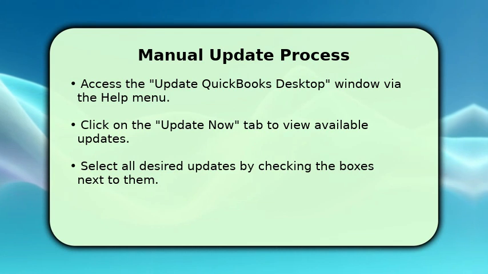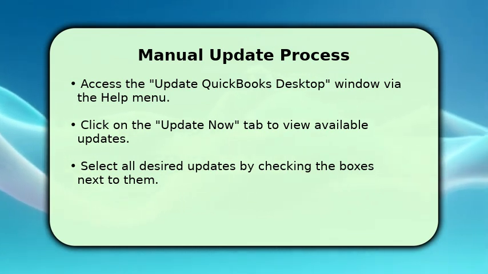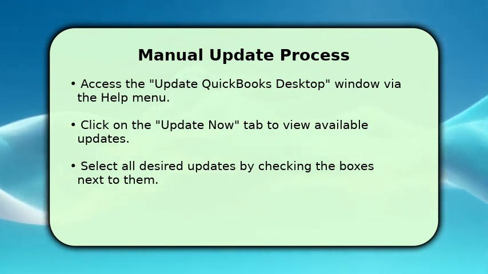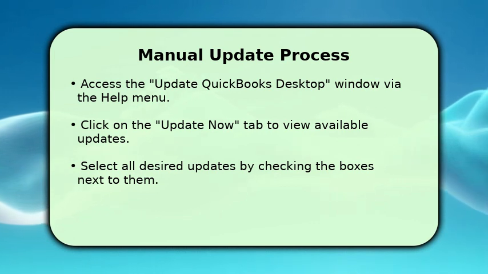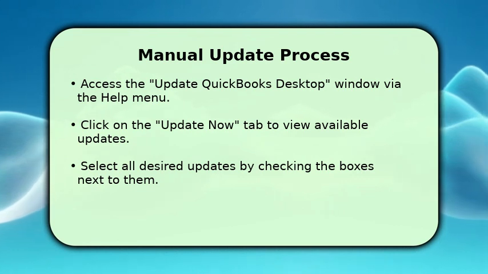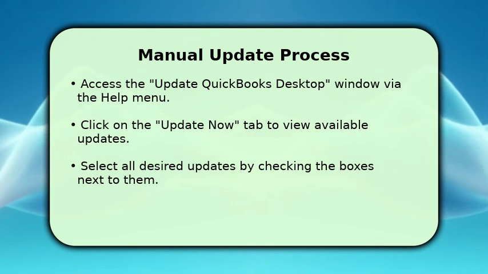If you prefer to update manually, begin by opening the Update QuickBooks Desktop window, accessible through the Help menu. Once there, navigate to the Update Now tab. This section displays all available updates. Simply check the boxes next to the updates you wish to install. After making your selections, click the Get Updates button to start the download. Remember to restart QuickBooks Desktop once the download is complete to apply the changes effectively.